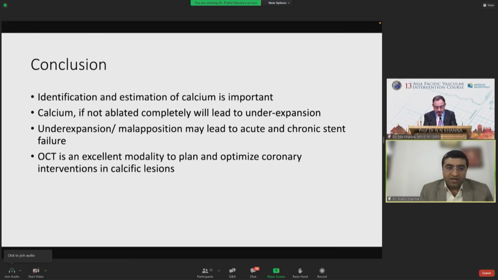So to conclude, identification and estimation of calcium is important. Calcium, as we all know, if not ablated completely, will lead to underexpansion, which can actually complicate the procedure and lead to poor long-term results. Underexpansion, malposition may lead to acute and chronic stent failures. And OCT, as we all know by now, is an excellent modality to plan and optimize coronary intervention, especially in calcific lesions. Thank you. I've finished.